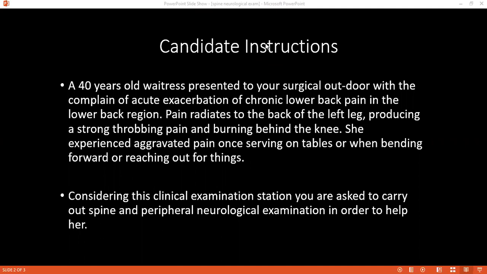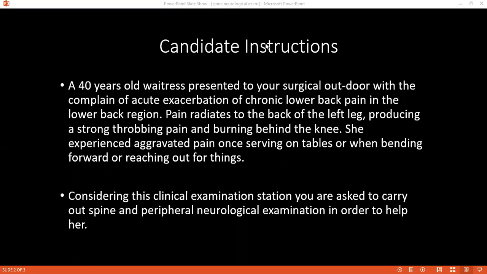Then I will check the motor power. I will ask the patient to follow some activities and to stop me from doing them. I will check the power of L2, which is the hip flexors. I will ask the patient to raise the leg and then stop me. I will push the leg downward and ask the patient to resist.